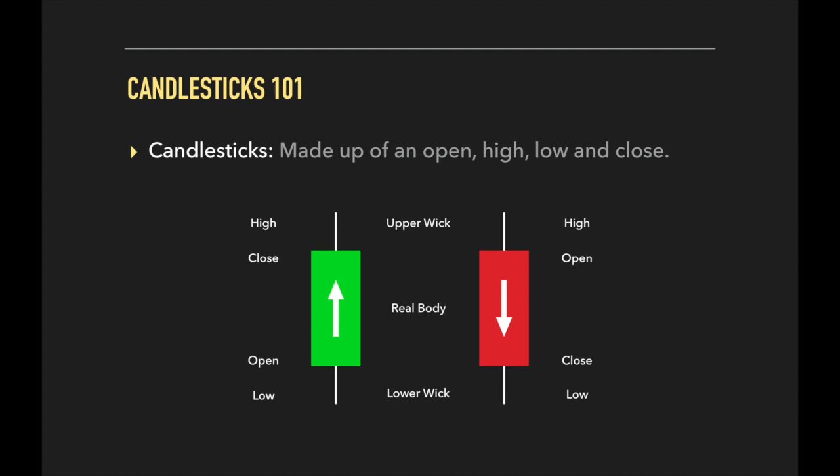Then you're also going to see two lines sticking out from the top and the bottom of your candlesticks. The line sticking out from the top is known as the upper wick, also commonly referred to as the upper shadow, and all that does is show us the highest point that the price went within that candlestick before it closed. The lower wick is the line that sticks out from the bottom of the candlestick, and that shows us the lowest point that the price went before that candlestick closed.